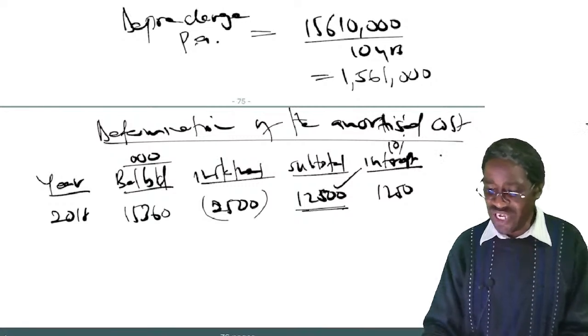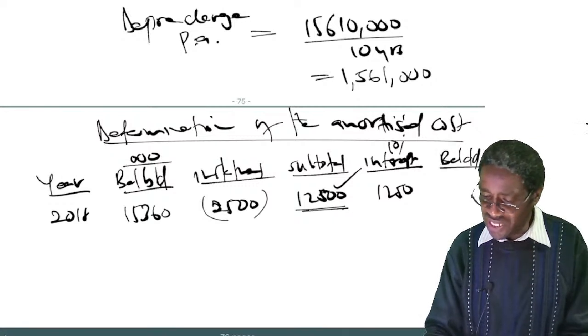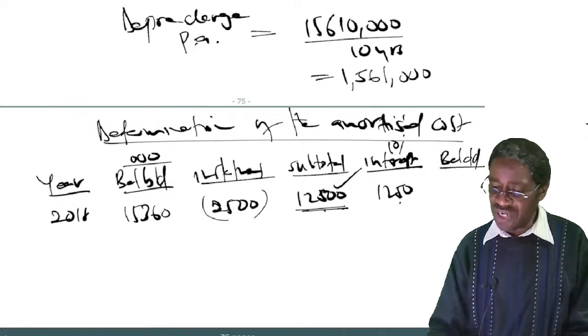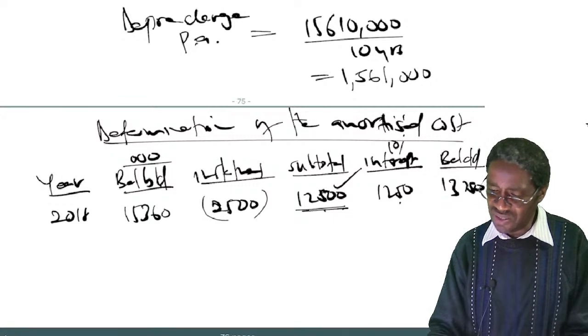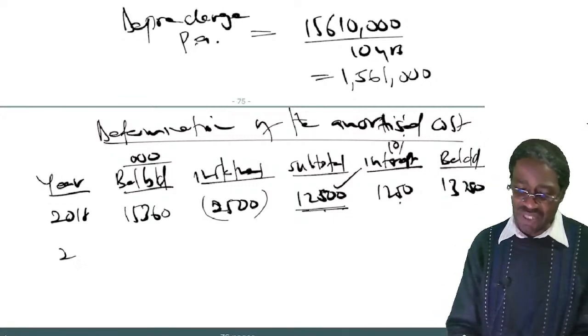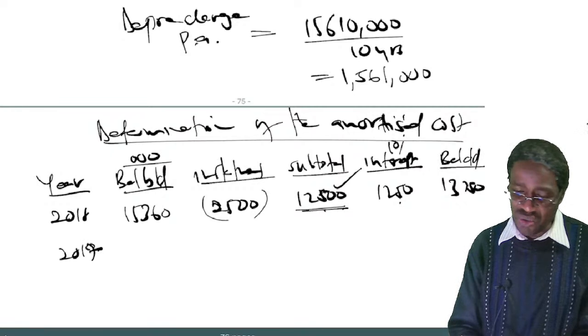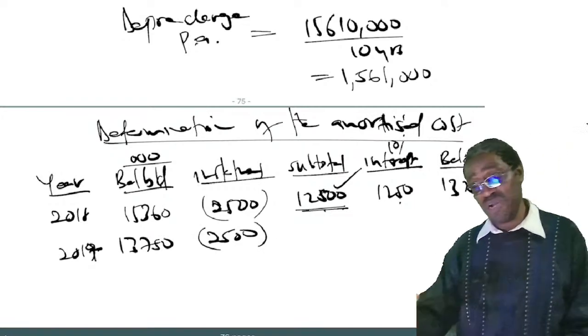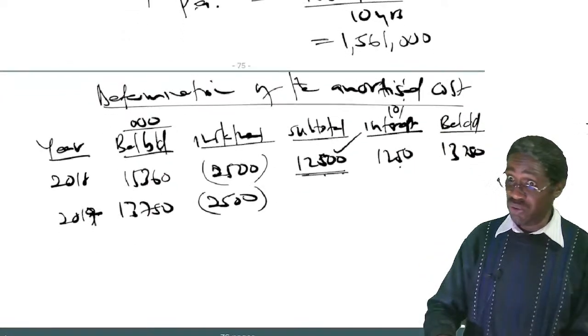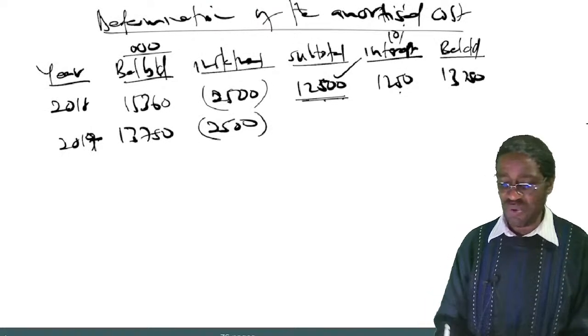Okay? Maybe if it's 10%, you charge 10% of that, which will be 1,250. Then you get your carry down, this plus this, which will come to something like 13,750. Listen, then that becomes the opening balance by the beginning of year 2, 2019. 13,750, you pay installment at the beginning, and so on. That's one table. Look at the next table.